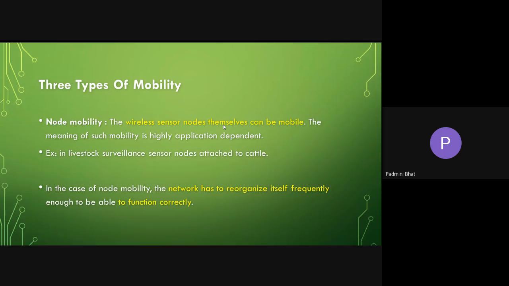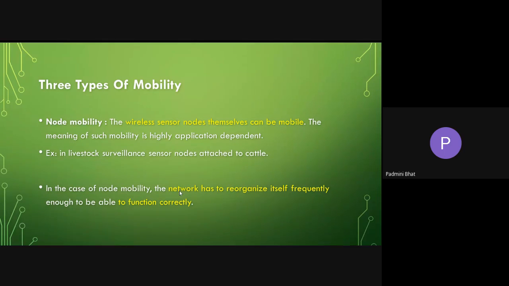For example, the monitoring sensors at the border will be continuously moving. If you have to monitor some animals in the forest, or anywhere, if you have to track any object, the node will be moving. As the object moves, the node has to move. So in such cases, this comes. Livestock surveillance, sensor nodes attached to cattle. This is the first example we took in the first class, when I gave one example for wireless sensor network. So like this only we can have.